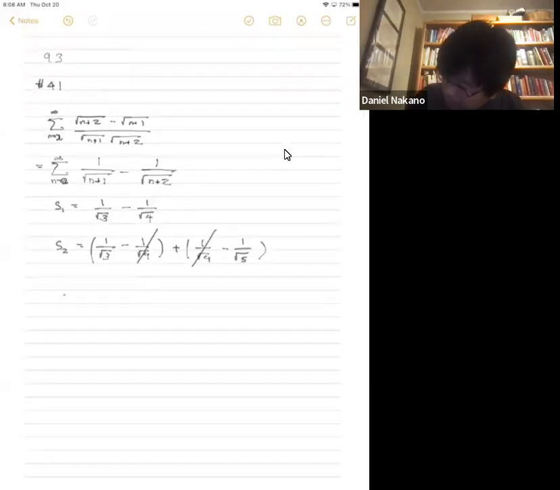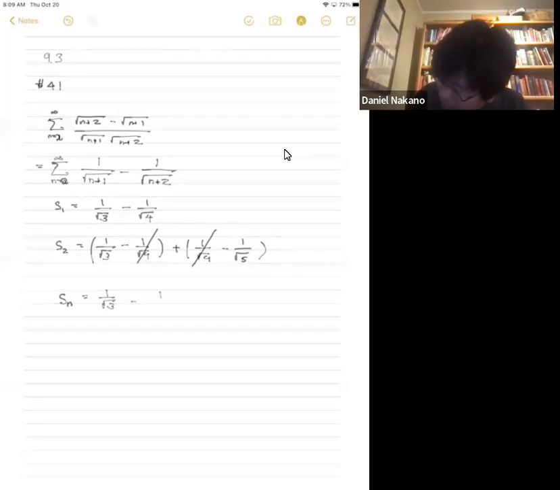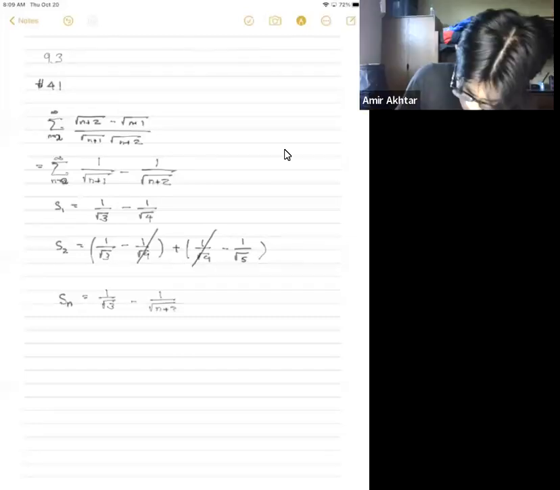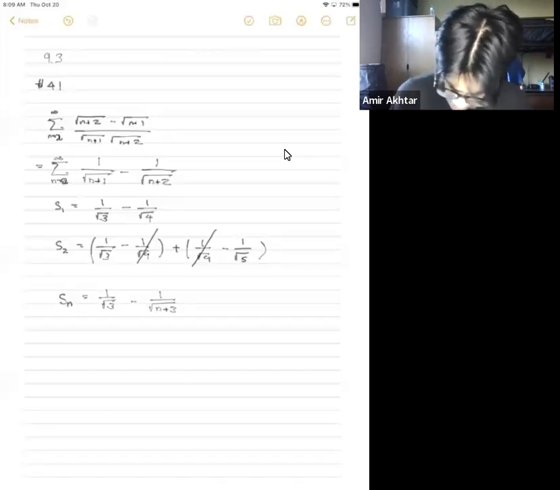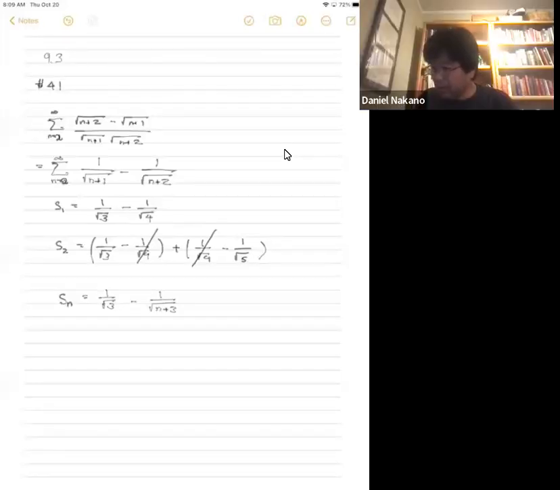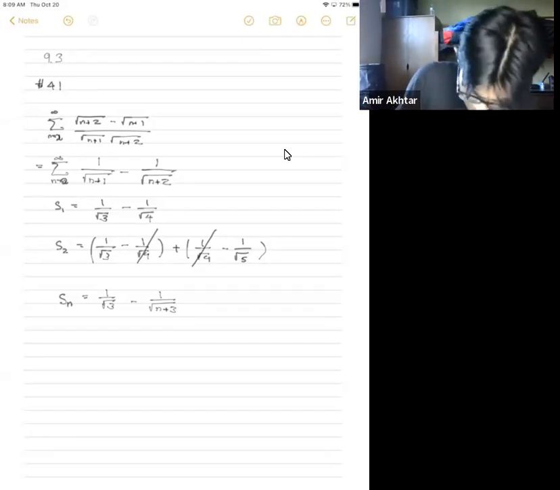So the partial sum here, Sn, is equal to 1 over the square root of 3, and the last term is going to be, I believe, n plus 3, right? Minus 1 over the square root of n plus 3. Is it n plus 2? I think it's n plus 3. Oh, n plus 3. Okay. Why is it n plus 3?